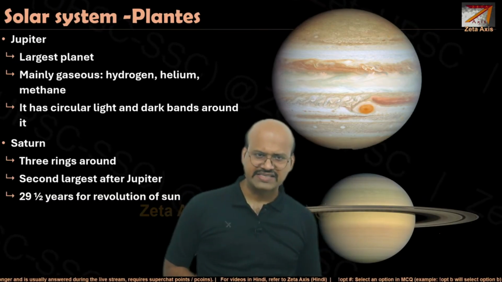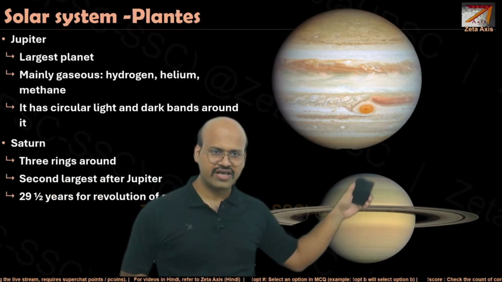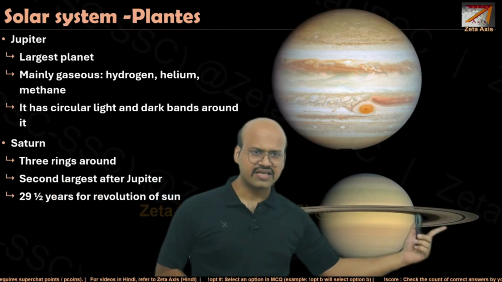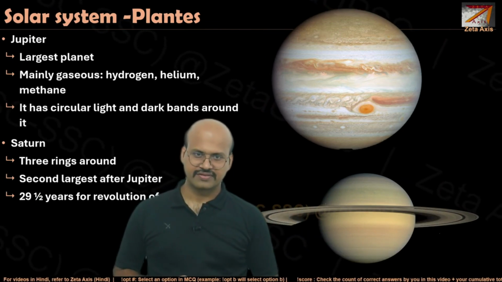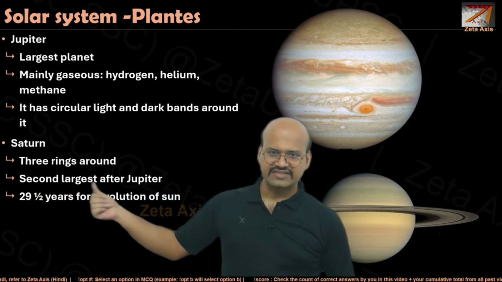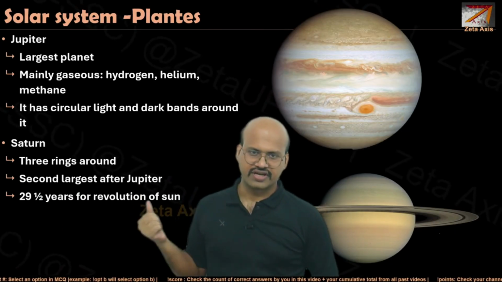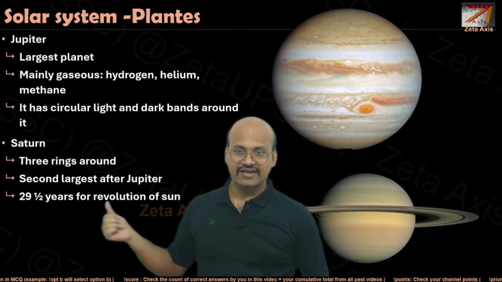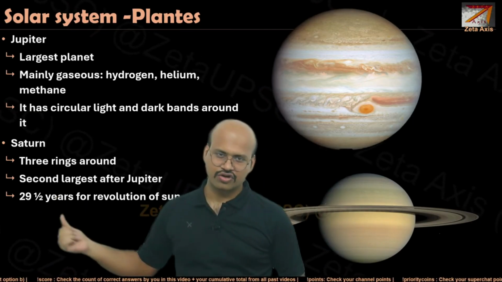Next bigger planet is Saturn. Saturn is famous for three rings around it. So there are these three rings. These three rings are basically composed of small icy objects. It is the second largest planet after Jupiter, and it takes around 29.5 years for a revolution around the Sun. We can see that one revolution takes almost 29.5 years, which is a very long duration.